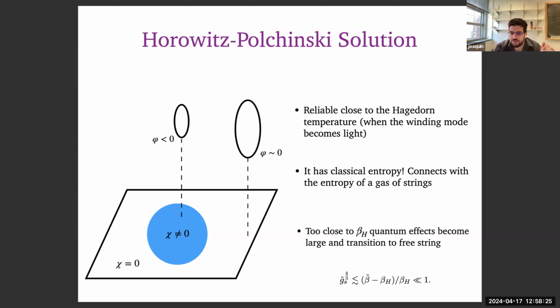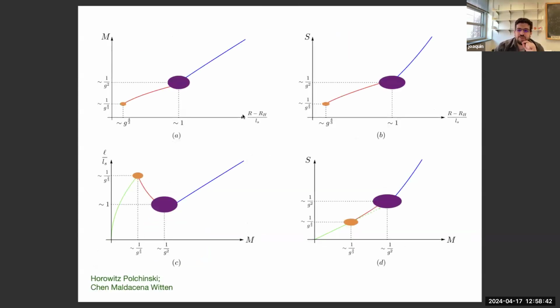Finally, if you are too close to the Hagedorn temperature, then the classical approximation breaks down and you transition to a free string. But that happens when the temperature is very close to Hagedorn, of the order of the string coupling to the power 4/3, it's not very important. So this is roughly how the thermodynamics looks. Sorry, this is R, but it is meant to be beta. It's the mass as a function of beta minus beta h, where beta h is the Hagedorn value. So the mass is going down.